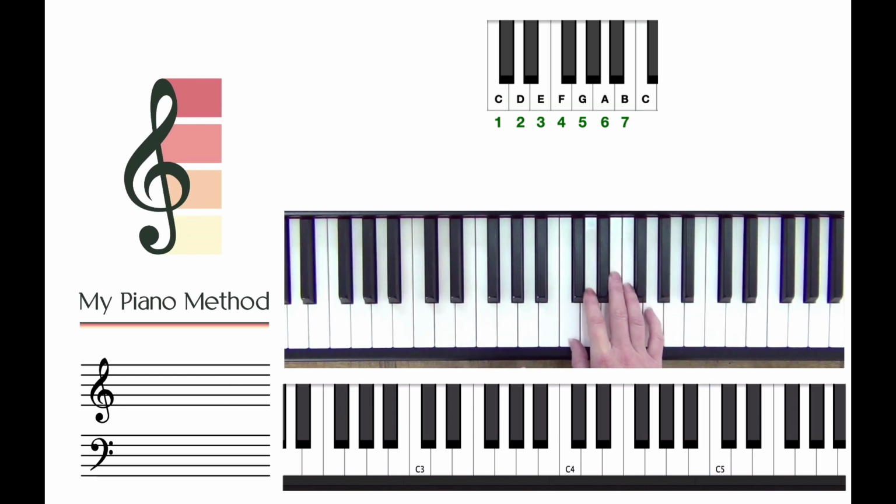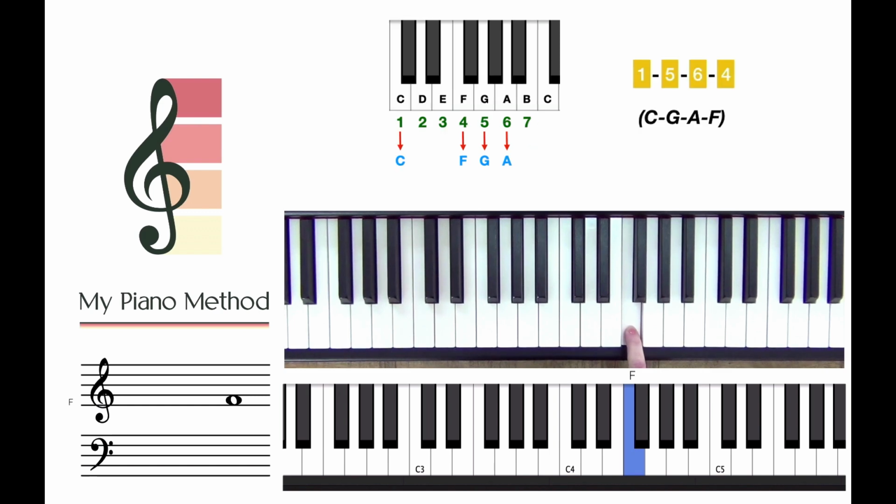And the 4 chords we're learning are just called the number of the note. So C is number 1, so this is going to be our 1 chord. G is number 5, so this is going to be our number 5 chord. A is number 6, so that's going to be our number 6 chord. And F is number 4, which is going to be our number 4 chord. So the chord progression is 1, 5, 6, 4.